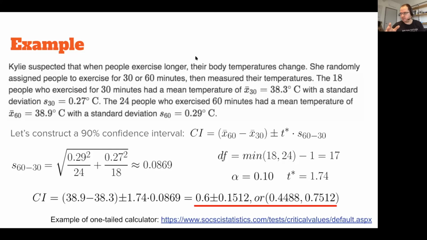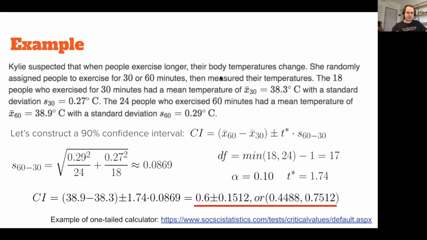I think it's similar to what a couple of you have thought about doing data gathering on. So she randomly assigned people to exercise for 30 or 60 minutes. So two different samples of two different populations, right? One of people who exercise for 30 minutes, another of people who exercise for 60 minutes. It's different people, different samples from different populations.